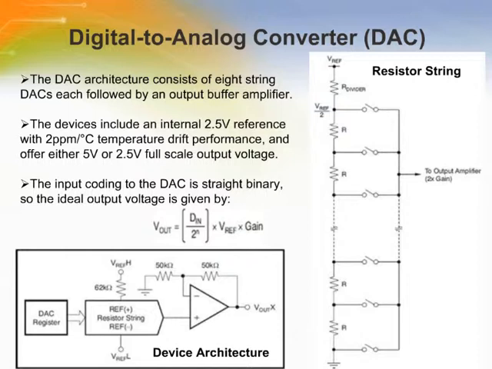The output buffer amplifier is capable of generating rail-to-rail voltages on its output, giving a maximum output range of 0 volts to AVDD.